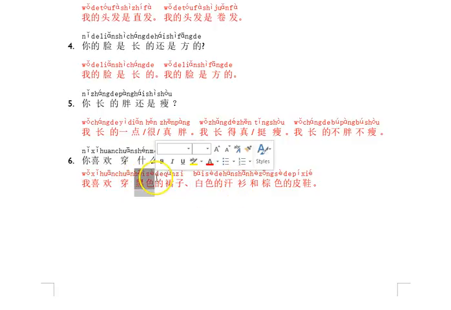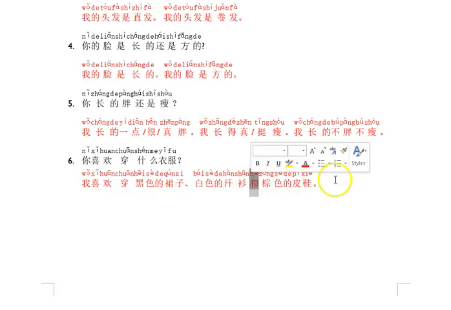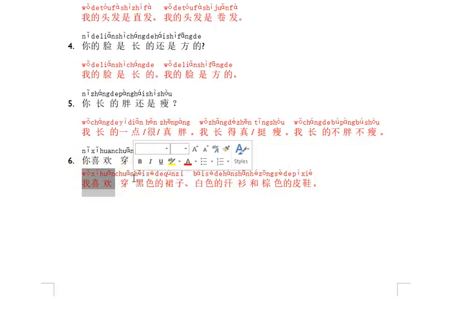Now I've said 黑色的 black skirt, 白色的汗衫 white shirt and 和棕色的皮鞋. I've always put the de in the middle. Here I'm separating it with 和 because these are all nouns, okay? You can use 和 in this situation. And I've said a full sentence here. 我喜欢穿, I like to wear.